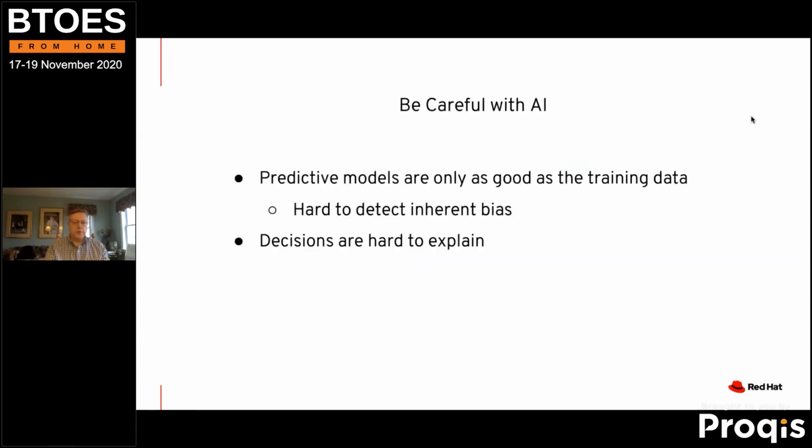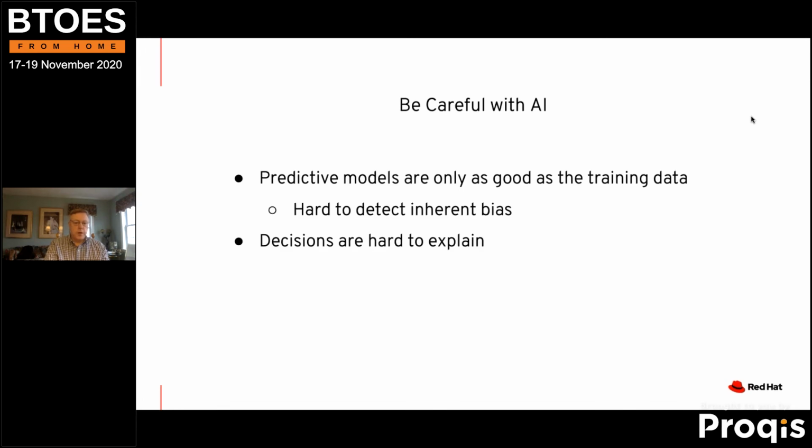Couple of very quick notes on AI, however. It is worth pointing out you do have to be careful with AI. It's not a magic bullet. Remember, predictive models are only as good as the training data. It's very hard to detect bias in that training data. If your training data is not sufficiently representative of the way that you make decisions, then the model itself will not be representative of the way you make decisions. And that can lead to all kinds of issues that are very hard to detect.